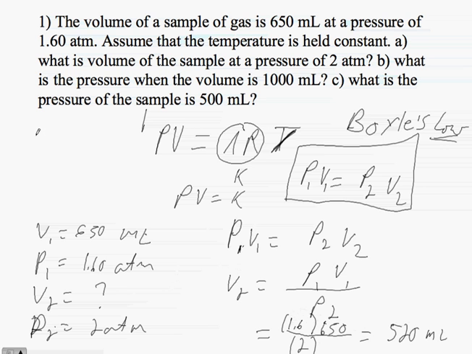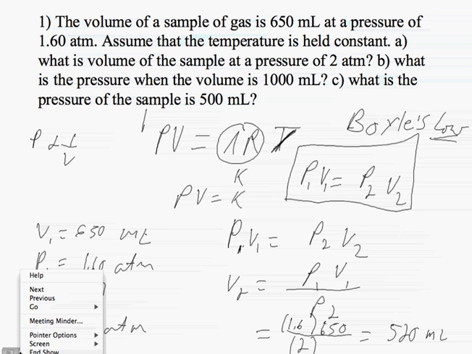Which, if we look at this, we want to know if this makes sense. We know that pressure is inversely proportional to volume. So as I apply pressure, the volume goes down. So if I have 1.6 atmosphere and I go to 2 atmosphere, indeed I would expect for this 650 milliliters to decrease, which is exactly what I see, 520 milliliters. So the answer makes sense. So that's important. You want to make sure that your answer makes sense.